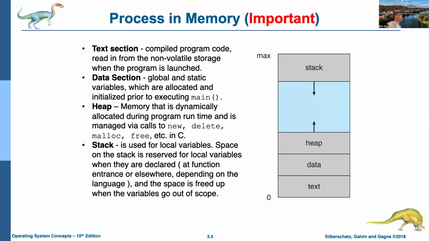In C++, you use new and delete. In C it's malloc and free. You manage this memory in the heap. Malloc allocates memory in the heap.